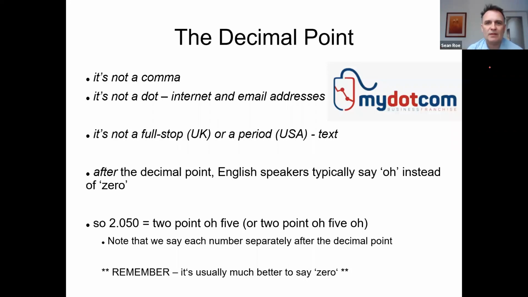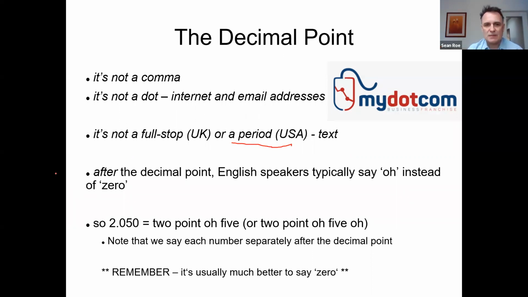So remember that the decimal point, it's not a comma. We don't use it as a separator for large numbers. It's not a dot. We use the word dot for internet and email addresses, as in the phrase .com. And it's not used in text. When it's used in text, we call it a full stop in the UK or a period in the US.